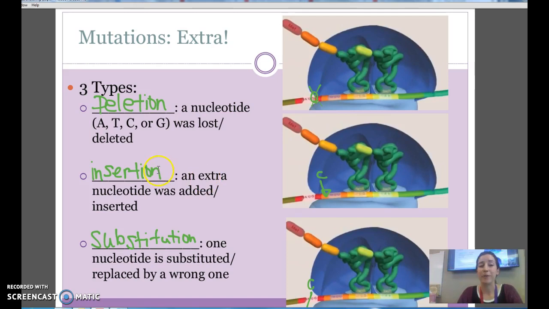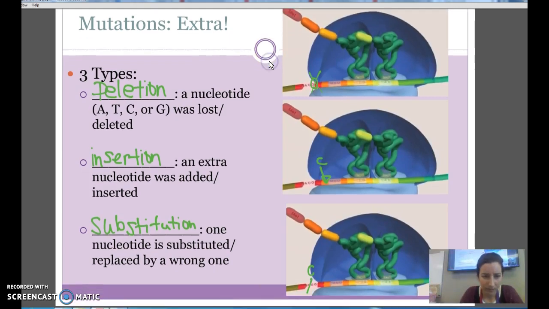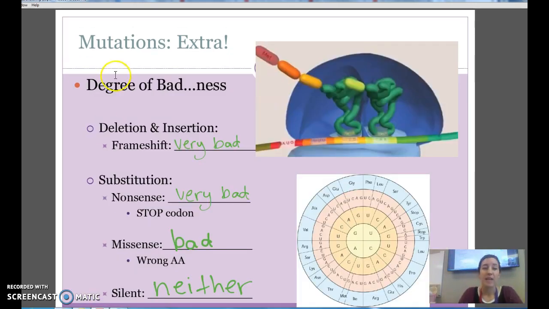Okay, next slide we're going to talk about how bad these mutations are, and focus on how the red mRNA corresponds with the red amino acid there. Okay, let's start from the bottom. Again, if you're in honors, cross out that extra. So starting at the bottom, if you substitute one letter for another letter and nothing happened, that is called a silent mutation. And that is neither good nor bad because nothing happened.